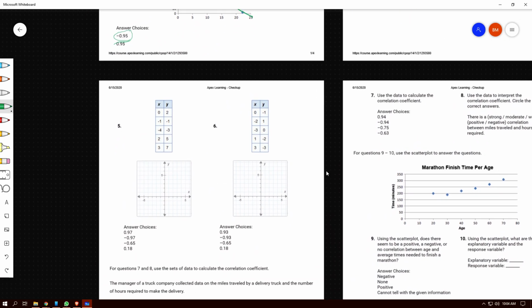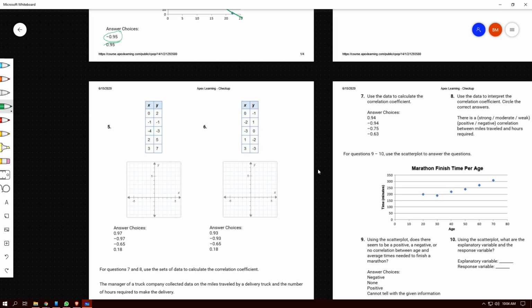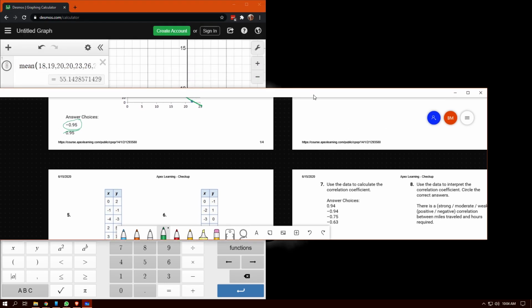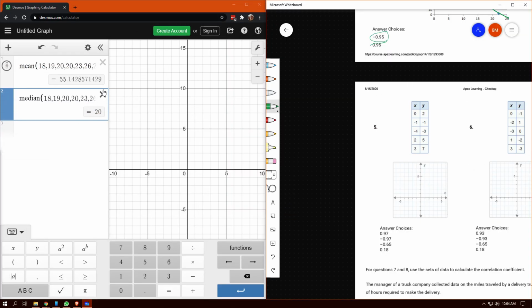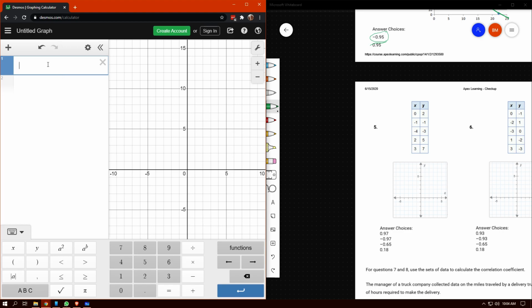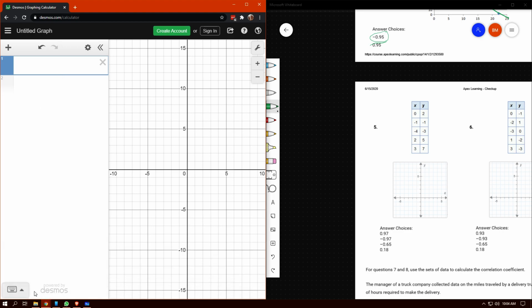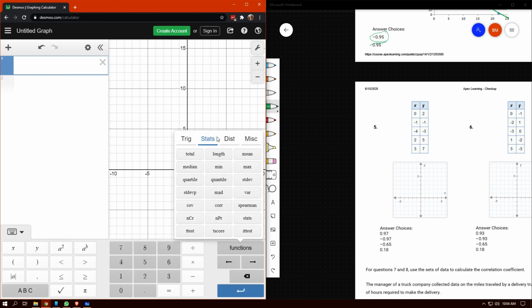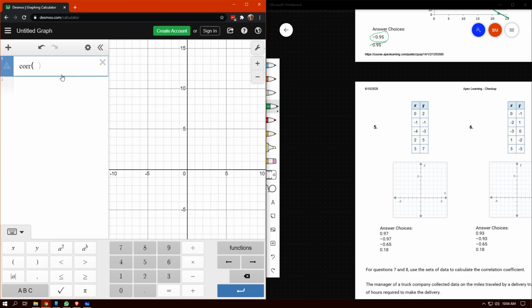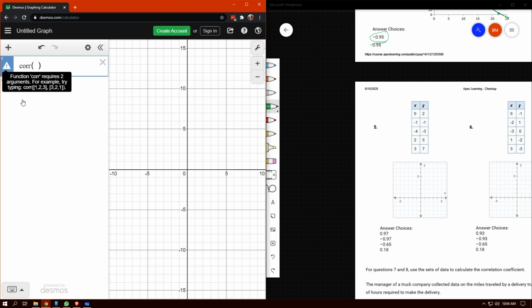Okay, so now, how are we going to calculate the correlation coefficient? Well, I'll tell you. Pretty fun. Now, we did this the last one where we went to the Desmos, we went to the keyboard, we go to functions, I go to stats, I'm going to look for CORR, right? Correlation coefficient, corr. If you click here, it tells you need brackets around one set of data, comma, and then brackets around the other set of data.